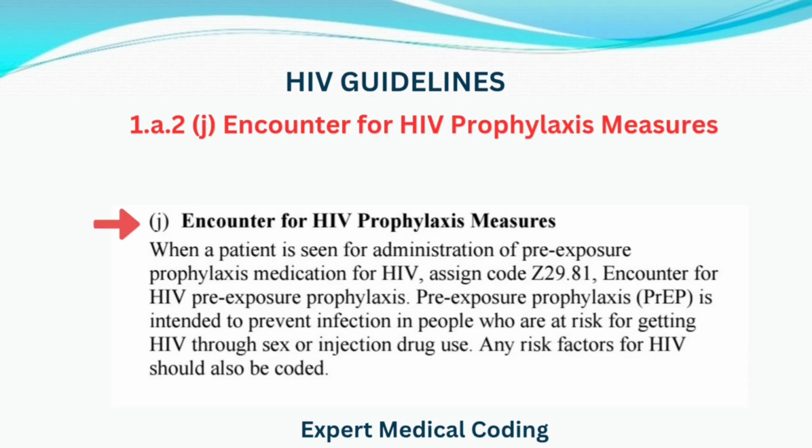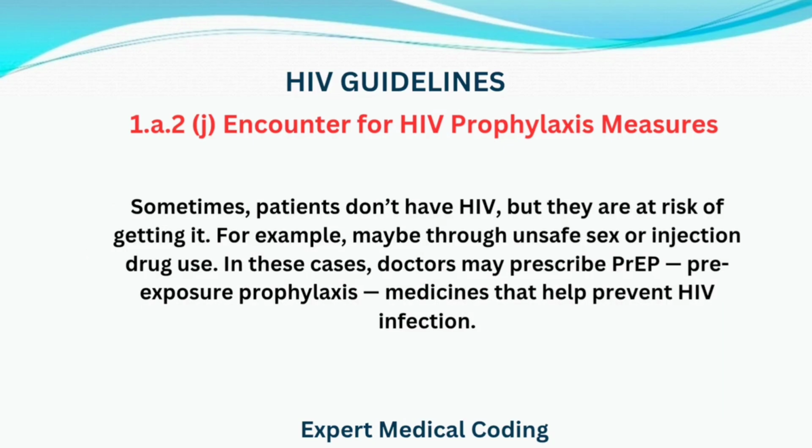Encounter for HIV prophylaxis measures. Let me read the guideline first. When a patient is seen for administration of pre-exposure prophylaxis medication for HIV, assign code Z29.81, encounter for HIV pre-exposure prophylaxis. Pre-exposure prophylaxis is intended to prevent infection in people who are at risk for getting HIV through sex or injection drug use. Any risk factors for HIV should also be coded.